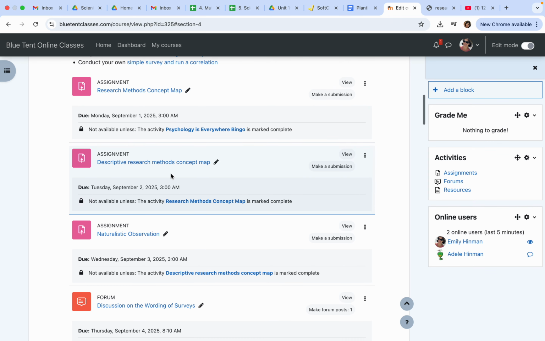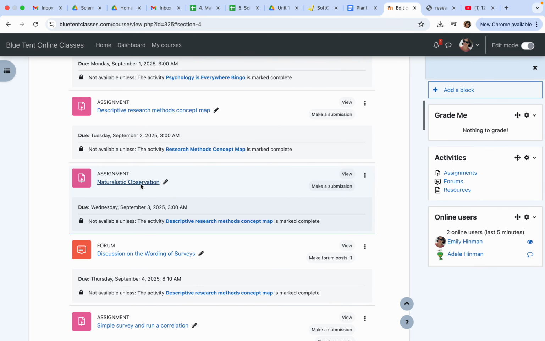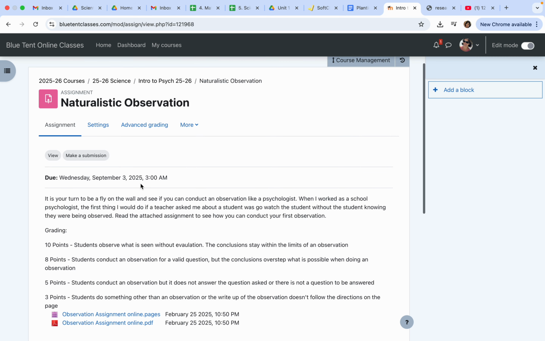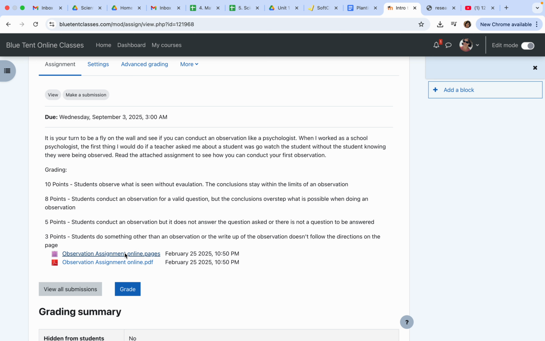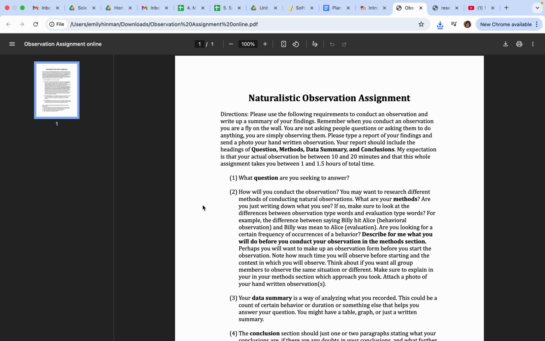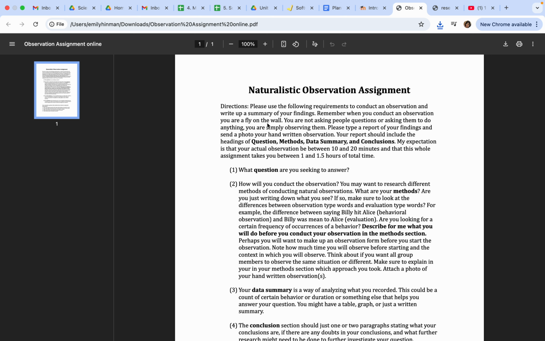Then you're going to get to do an observation. So you're going to conduct an observation. It is your turn. I want you to be a fly on the wall. When I was a school psychologist, if a teacher came to me with a problem, I would just go watch. You have here two versions of the same thing, one is a PDF and one is on my Mac. So here's what you should have. You want to have a question. You want to start with, what are you looking to answer?